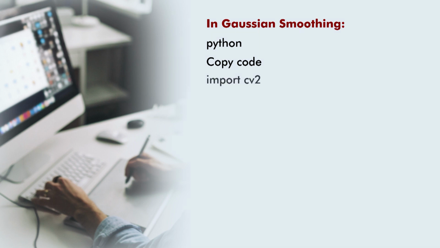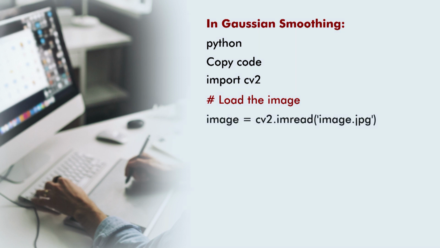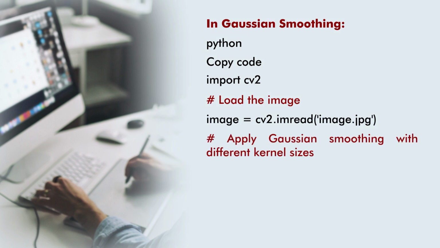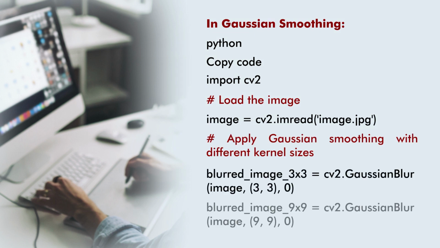In the Python code, we have to import the library. We are using import cv2. Then we have to load the image, whatever image type you want to choose, like JPG or PNG. We are using JPG here. So we read that image. We apply Gaussian smoothing with different kernel sizes. We have taken the image and calculated the Gaussian blur image with particular sizes.